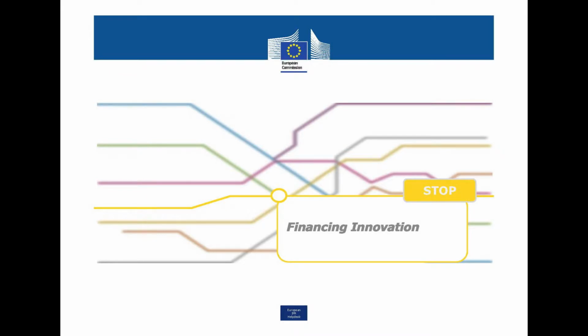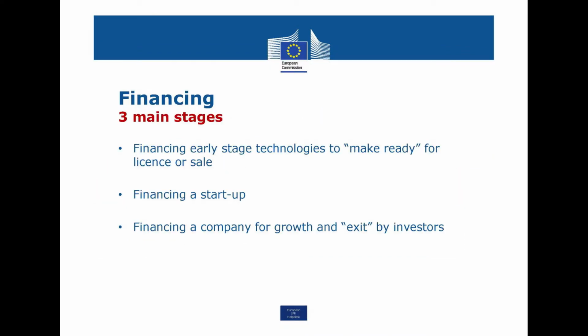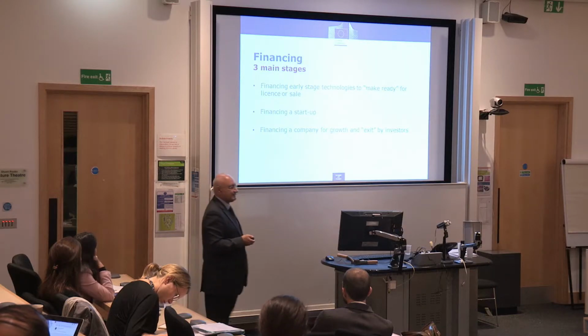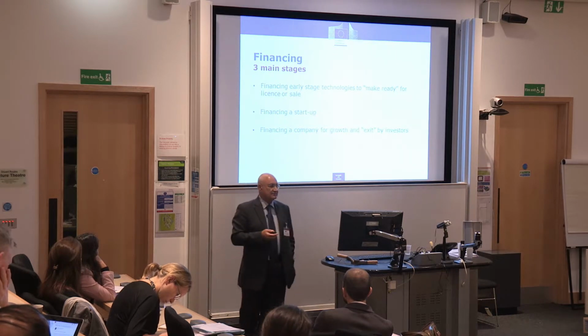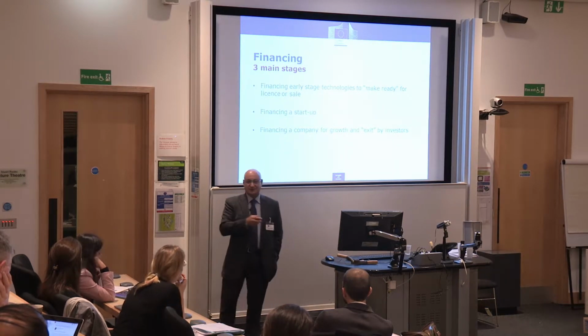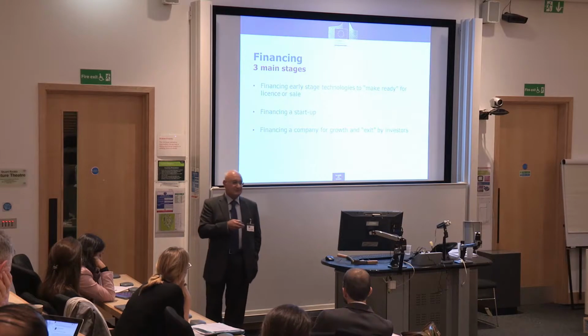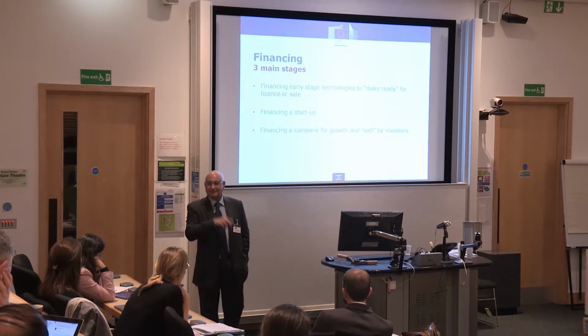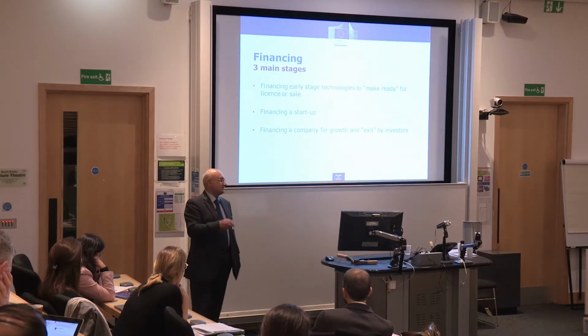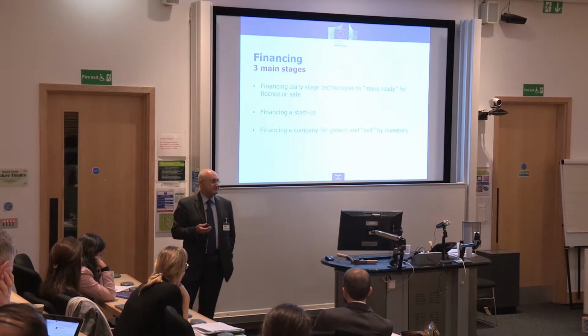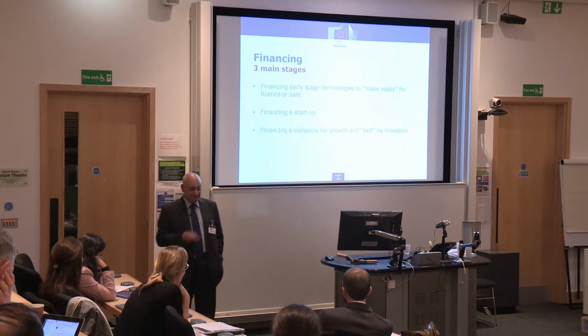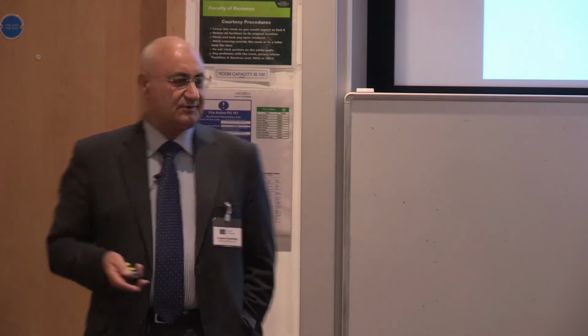Just on financing, this again is more of a checklist, and you probably know all this already. There are three main stages of financing. The first one is financing the technologies to make them ready. Invariably, with your early stage research result, everyone knows about this gap, the gap funding. You'll need to find some funding from somewhere to build a prototype or validate the concept.